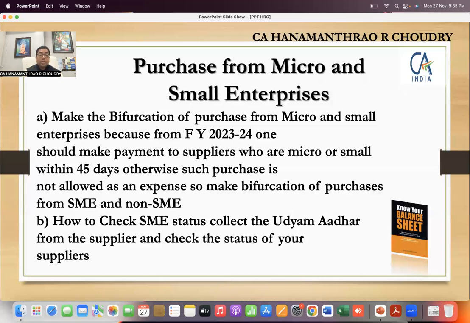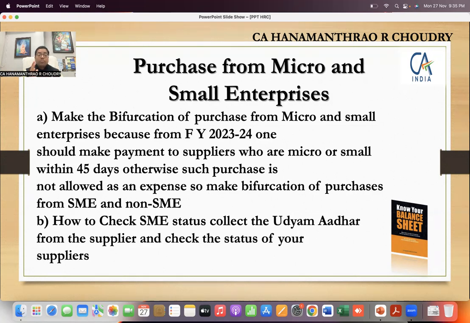If you purchase material from SMEs and do not make the payment within 45 days, if you have a PO; if you do not have a PO, you have to make payment within 15 days. For example, if you purchase material on 31st March 24, you have to make payment before 15th May 2024. Otherwise, that purchase is added back to your income and you have to pay income tax on that. You can claim it as an expense in the financial year 24-25, not in the financial year 23-24, friends.